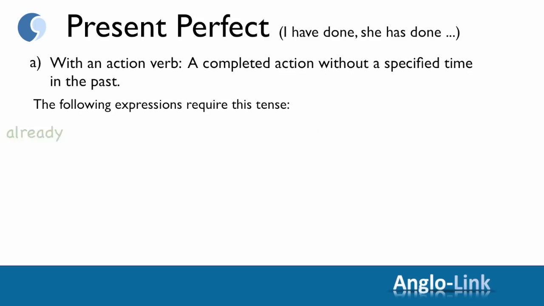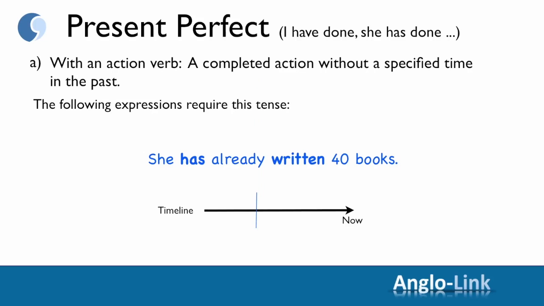So far. Already. Not yet. Recently. Just. Ever. Never. Today until now. This year until now, in the last few years, in the past week. For example, she has already written 40 books. Let's look at the timeline. The action is completed without saying exactly when. It's completed before now, which is the time of speaking.